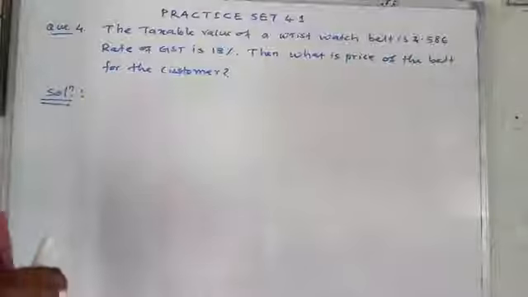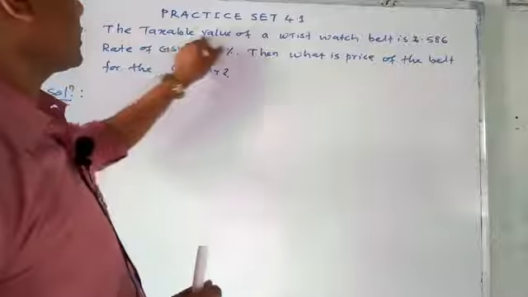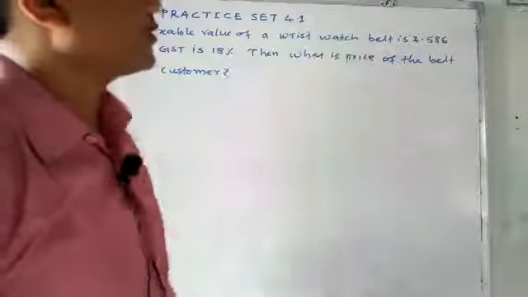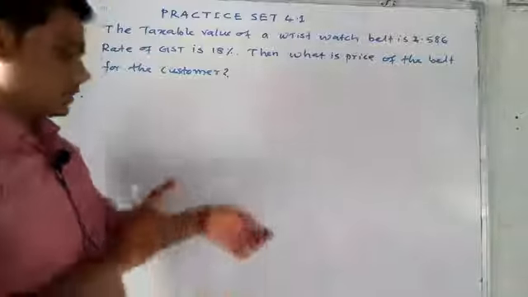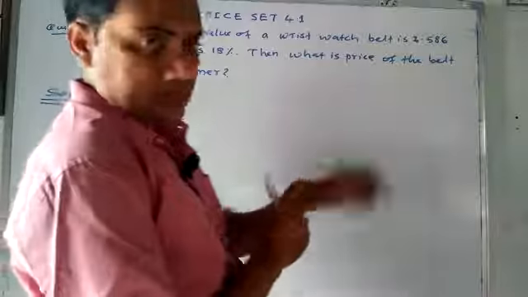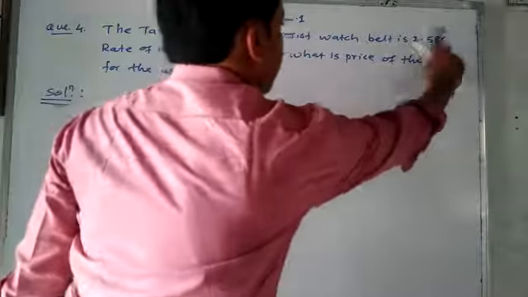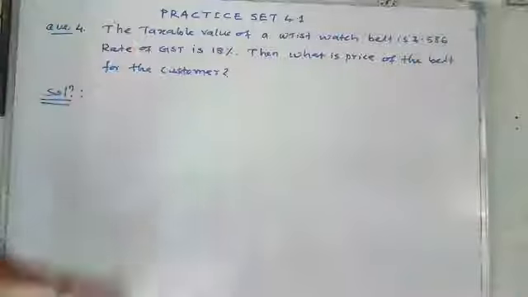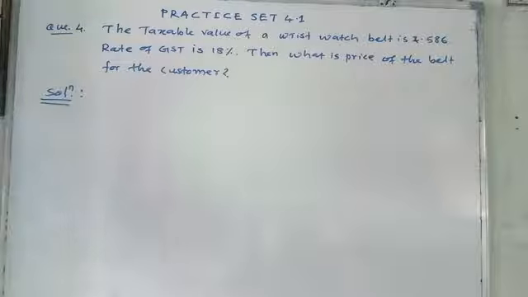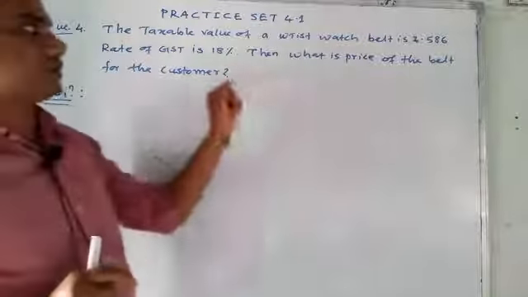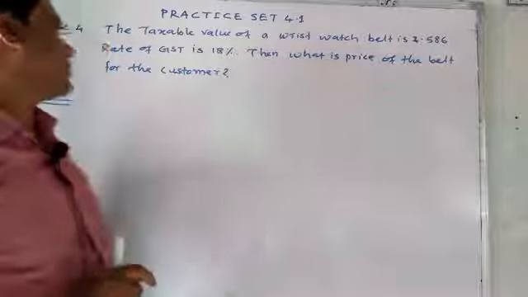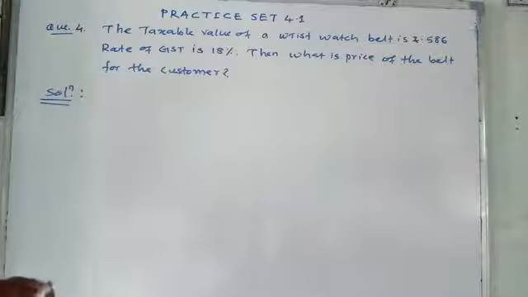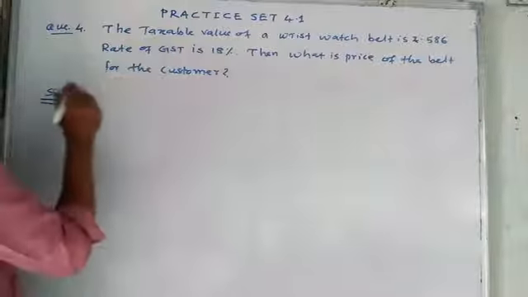Now question number 4. The taxable value of wristwatch belt is rupees 586. The price of the watch belt is 586 rupees. Rate of GST is 18%. Then what is the price of the belt for the customer? Simple problem.